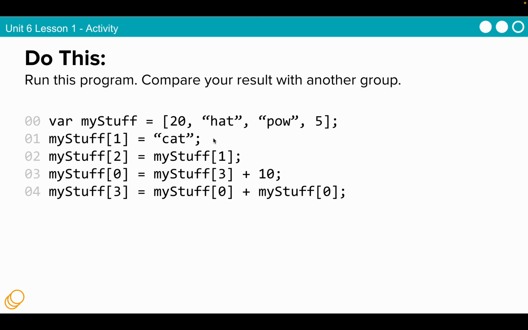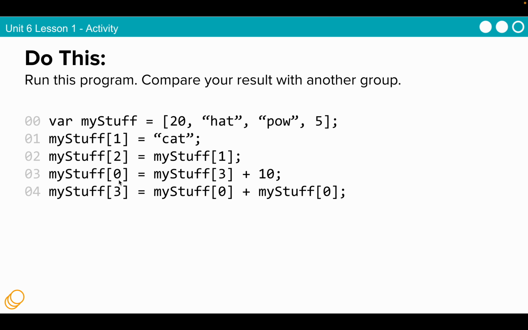So at the end of this line, we have 20, cat, pow, 5. Now we're going to replace what's in index 2, which is 0, 1, 2, pow, with what we have in index 1, which is now cat. So we should have 20, cat, cat, 5.